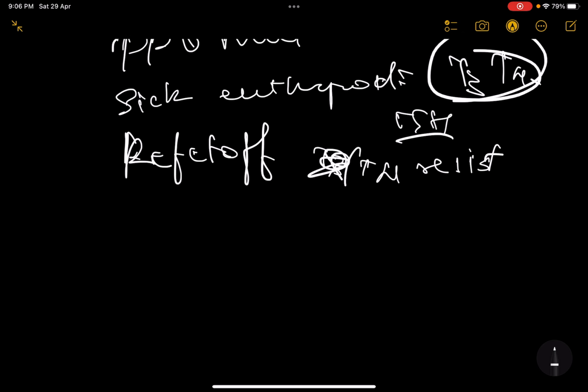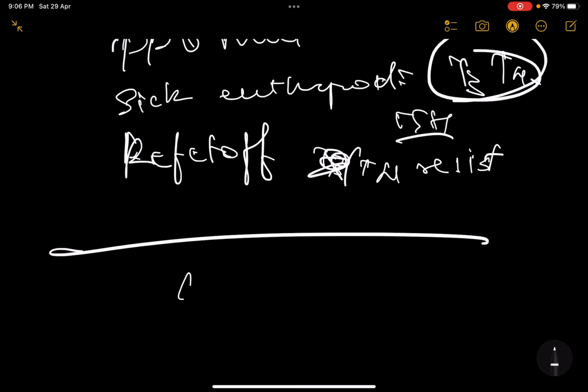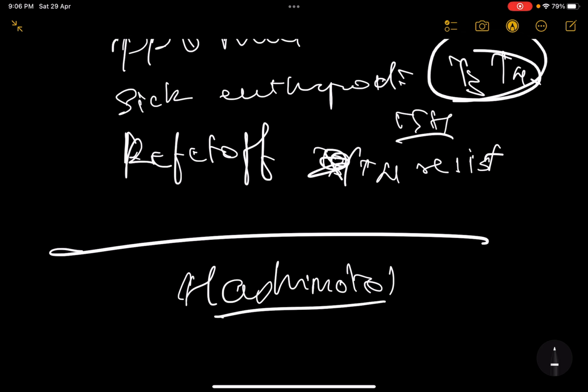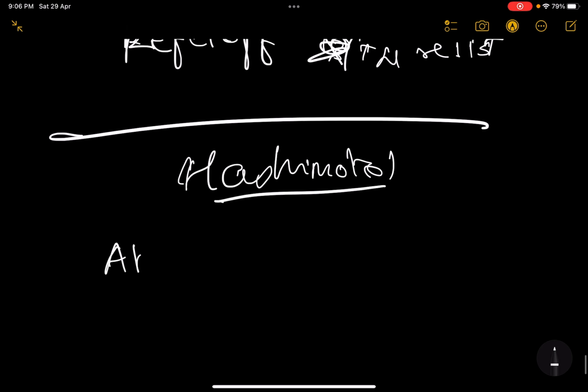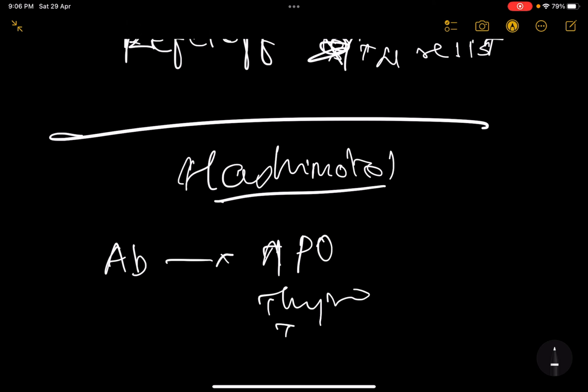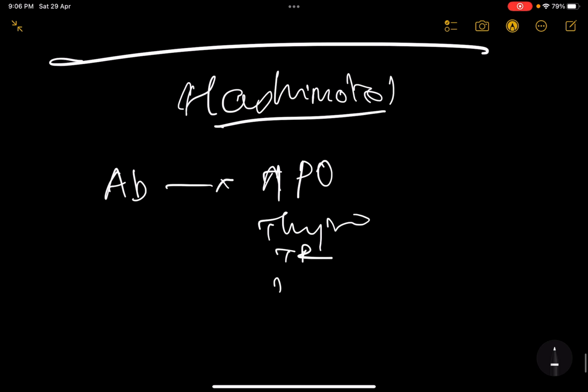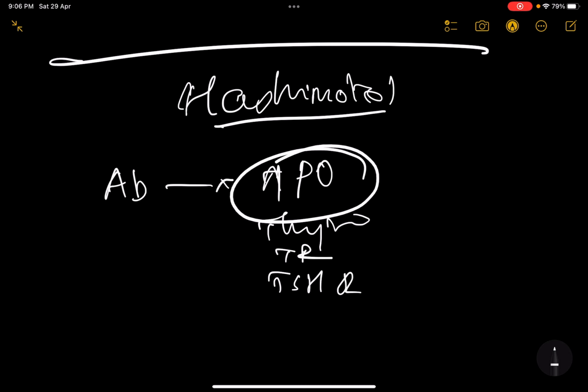Let's talk about Hashimoto thyroiditis. Hashimoto is basically your lymphocytic thyroiditis, and it's associated with antibodies. Now antibodies are against what? Obviously it's against TPO, it's against thyroglobulin, it's against thyroid receptors, it's against TSH receptors. It can be against literally anything. Diagnostic is TPO as well.